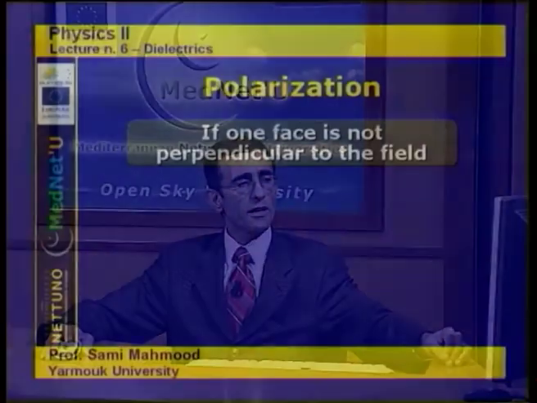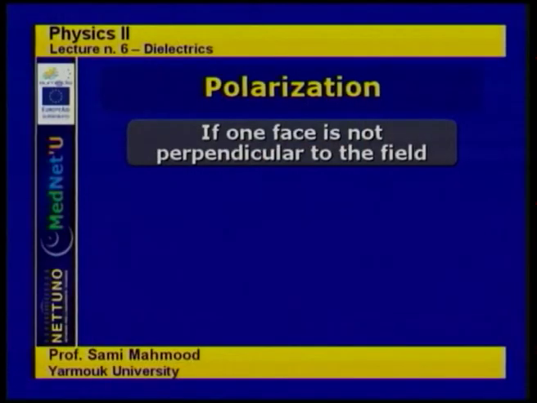And thus we also recall that the surface charge density is negative on one side and positive on the other side. Now we have considered in the previous example that the two faces are perpendicular to the electric field. If one face is not perpendicular to the electric field, what happens?